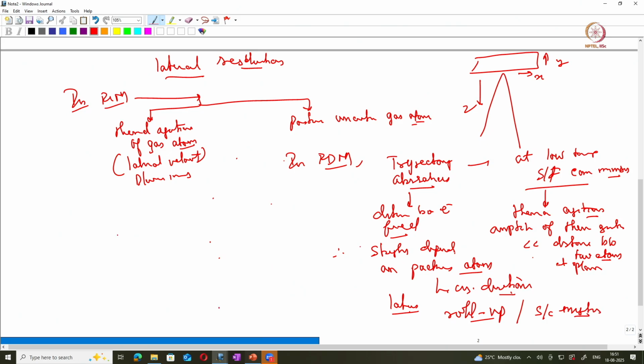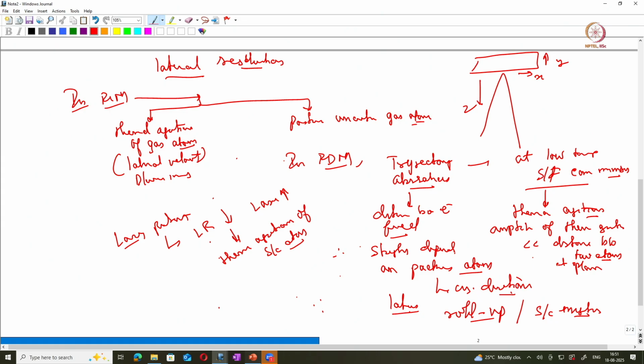Okay, so in the case of laser pulsing, the lateral resolution decreases as your laser energy increases. Why? Because as you increase the laser energy, you are actually increasing the thermal agitation of the surface atoms. So there should be an optimum spatial resolution.